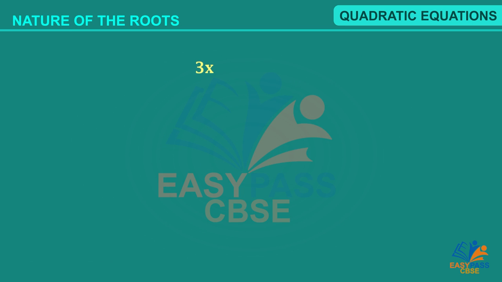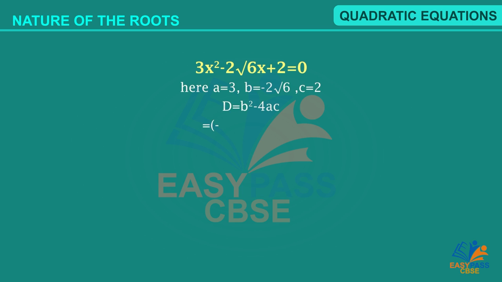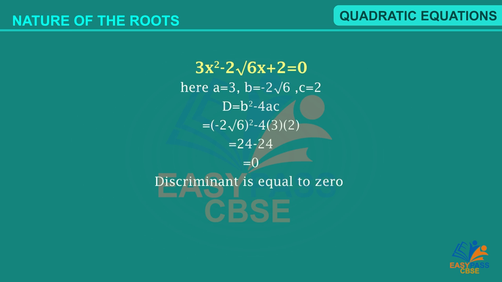3x square minus 2 root 6x plus 2 is equal to 0. Here, a is equal to 3, b is equal to minus 2 root 6, and c is equal to 2. Discriminant D is equal to b square minus 4ac is equal to minus 2 root 6 whole square minus 4 times 3 times 2, which is nothing but 24 minus 24 is equal to 0. Here also discriminant is 0, therefore the roots are real and equal.